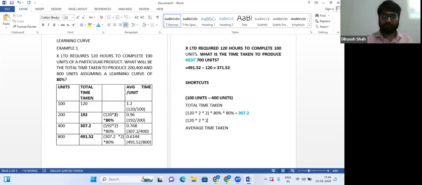With 80% also. This is the shortcut. What is the answer?